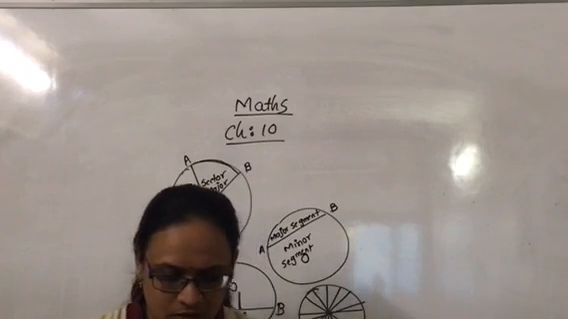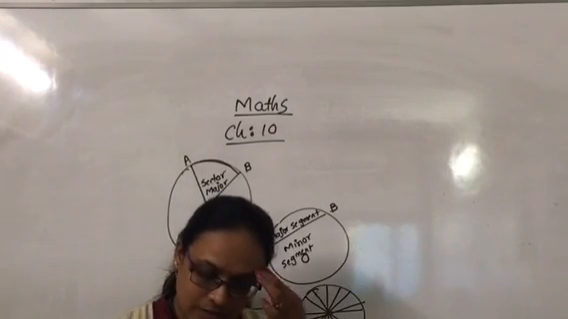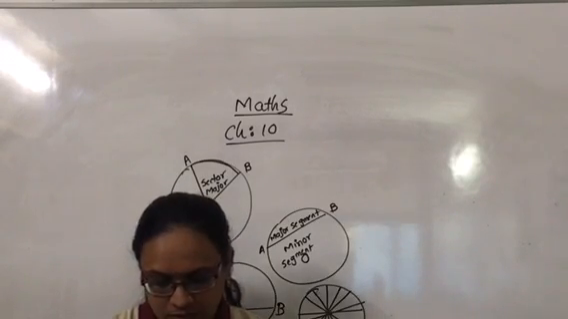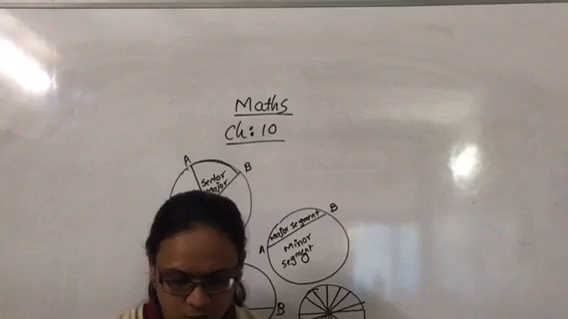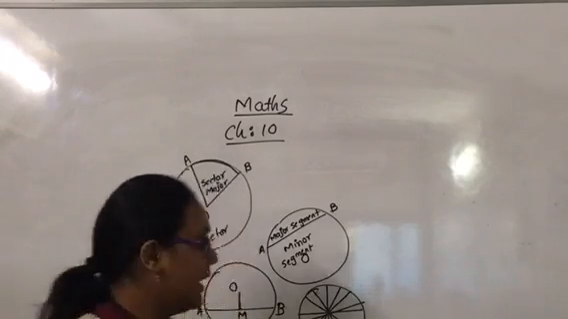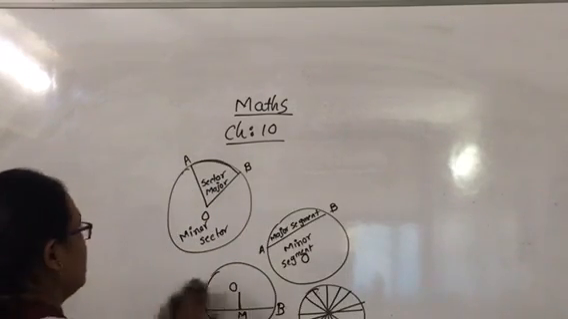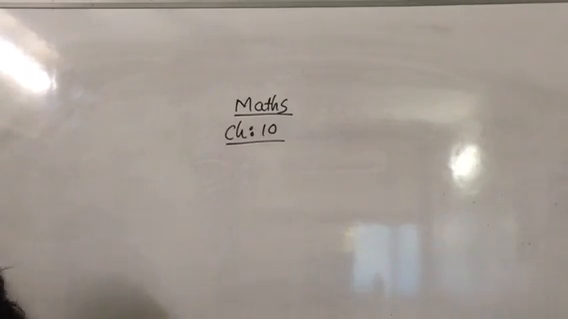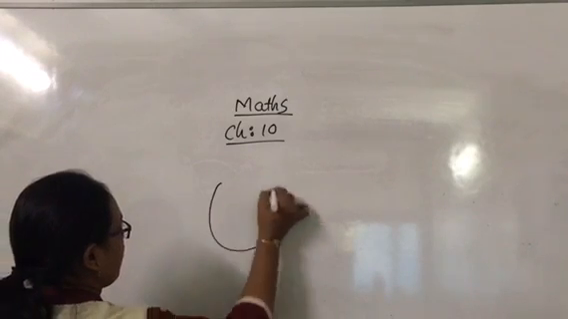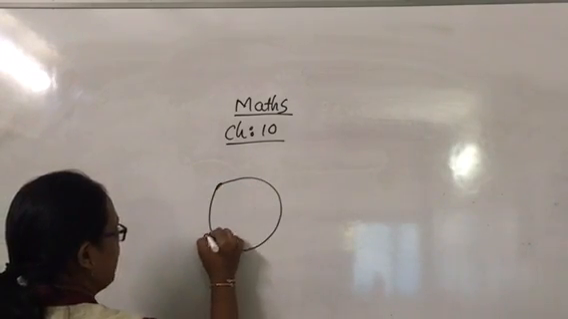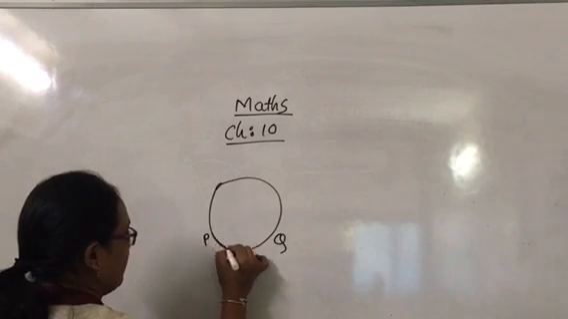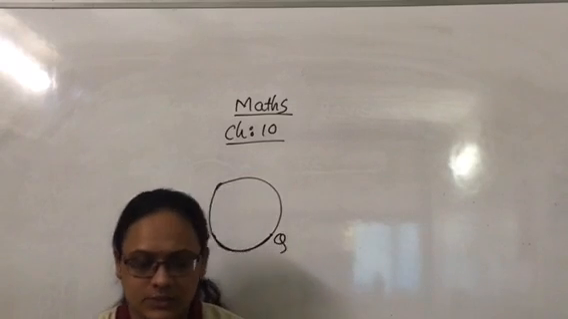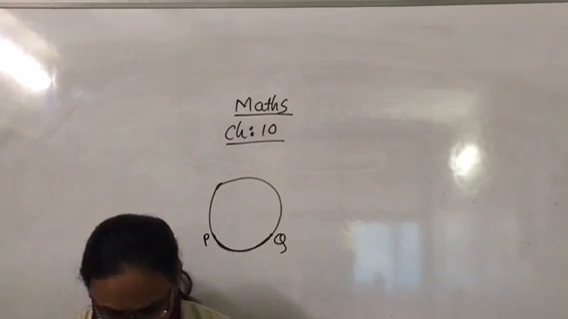A piece of a circle between 2 points is called an arc. Now look at the piece of circle between 2 points P and Q in figure 10.6. Let's draw this. This is point P, this is point Q. So the curve from P to Q is forming an arc. This is called an arc.